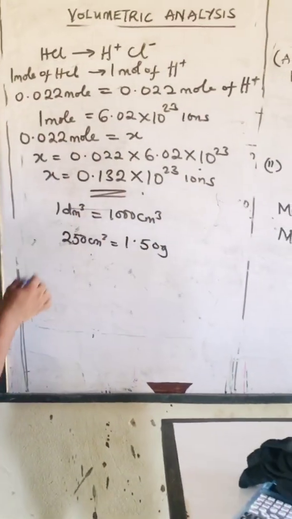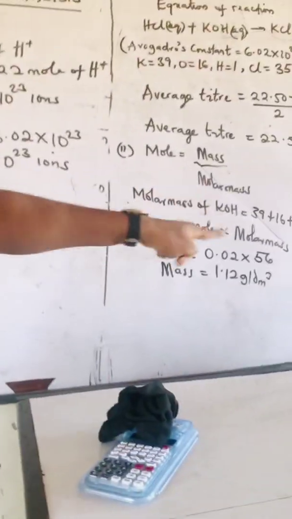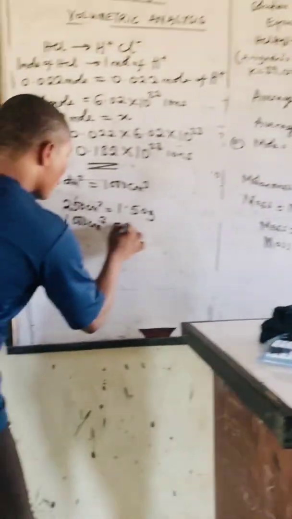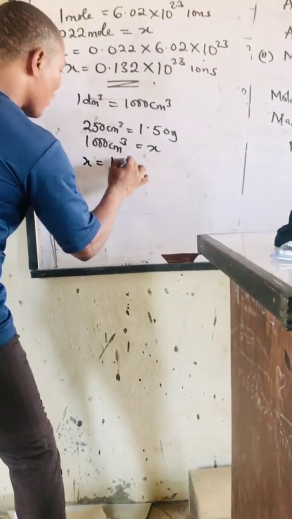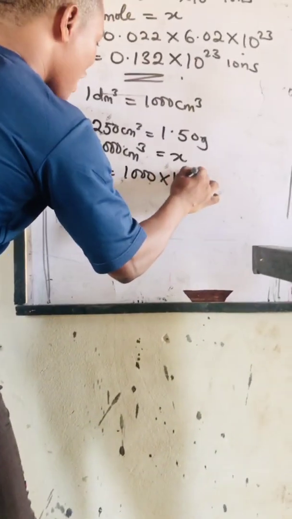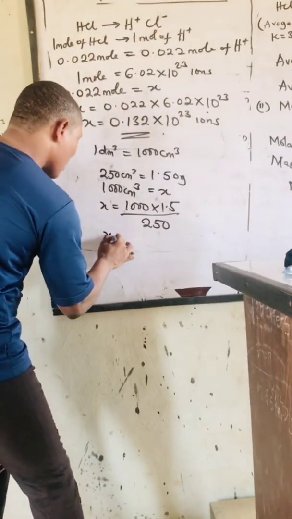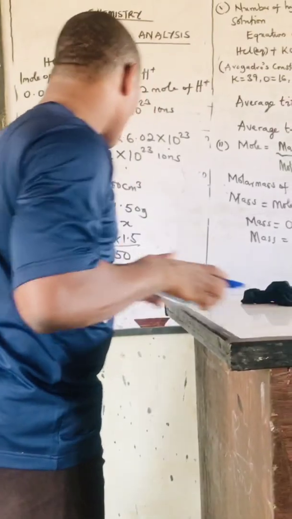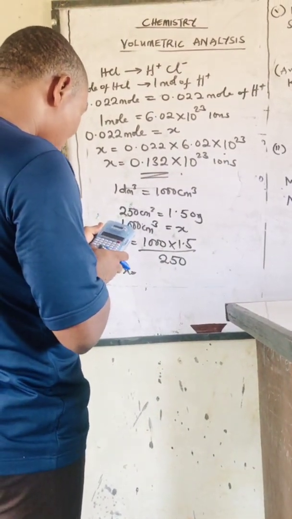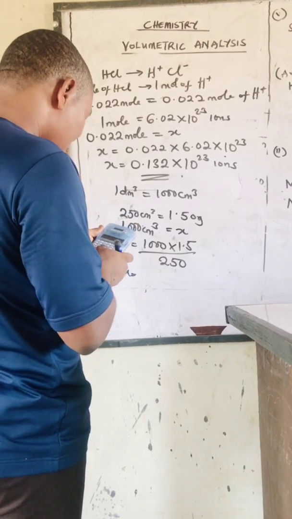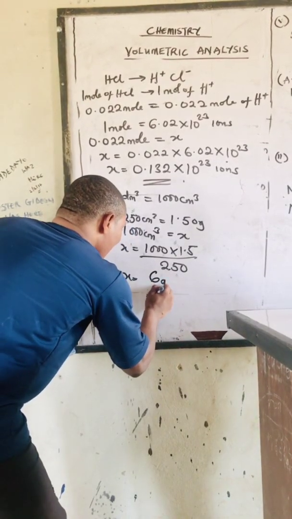1.50 gram, it means in 1000 centimeter cube, which is what they ask us to look for, mole per dm cube, will be equal to what? X. So my X becomes 1000 times 1.5 divided by 250. Can you see that now? So our X here will be 1000 times 1.5 divided by 250. Then we have 6 grams.